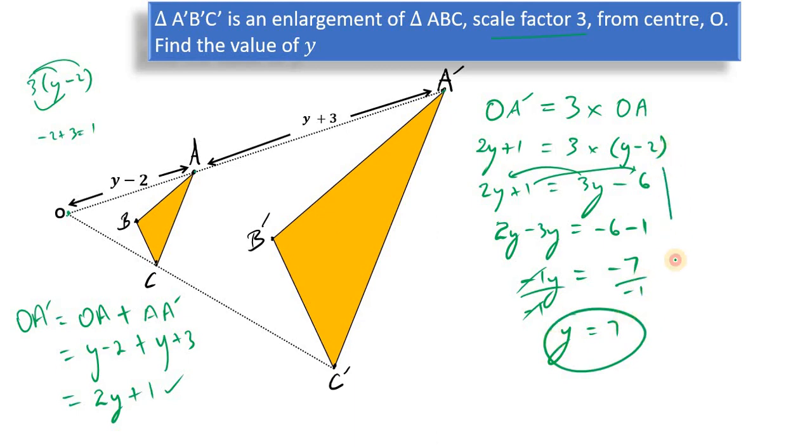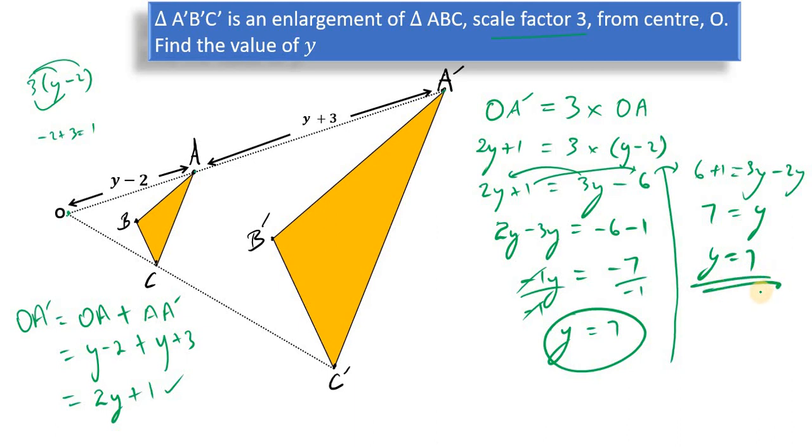Now, what some people might have done from this stage is, instead of transposing the bigger quantity of y, they would have transposed the 2y over. So this 2y goes over the equal sign as negative 2y. The positive 1 that's already there, we'll leave on this side. And the negative 6 goes over to this side as positive 6. And so we have 7 is equal to 3y minus 2y, which is y, so y equals 7. Another option. Okay, so we can clearly see that the answer is y equals 7.